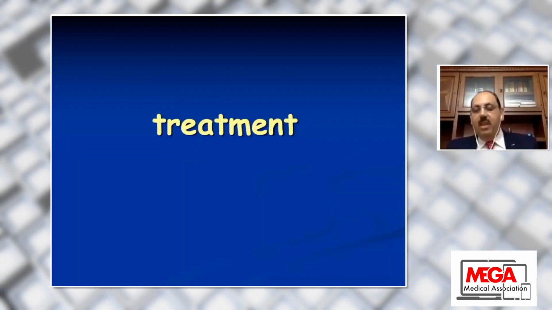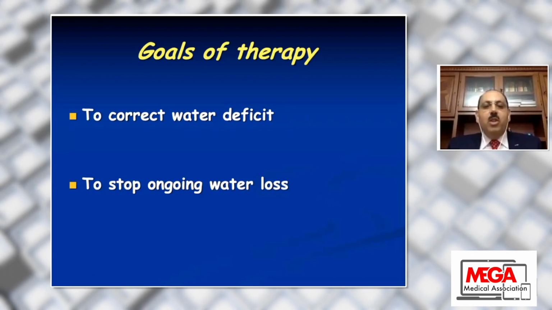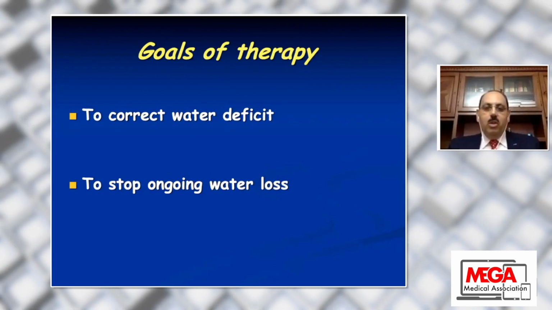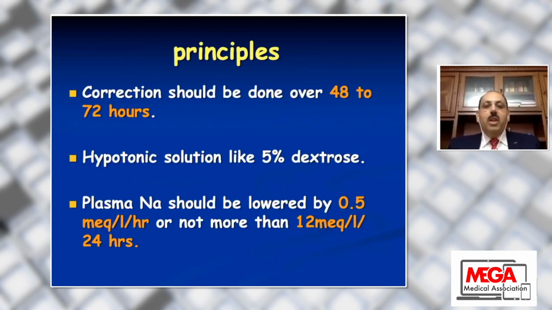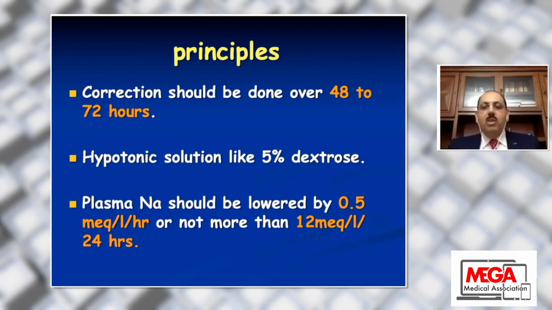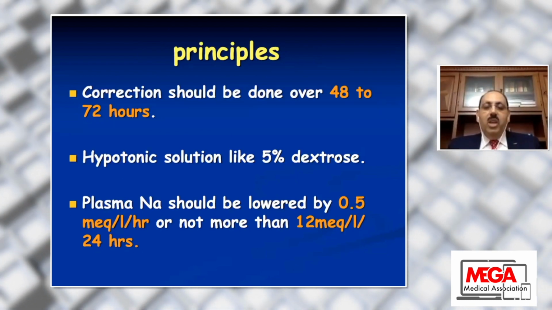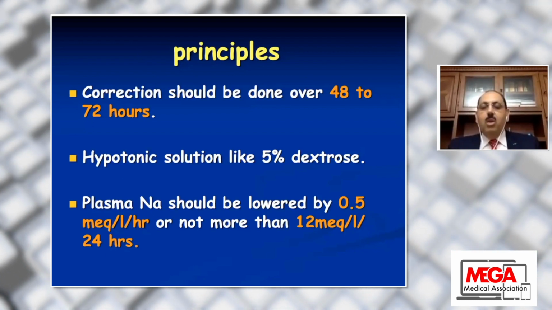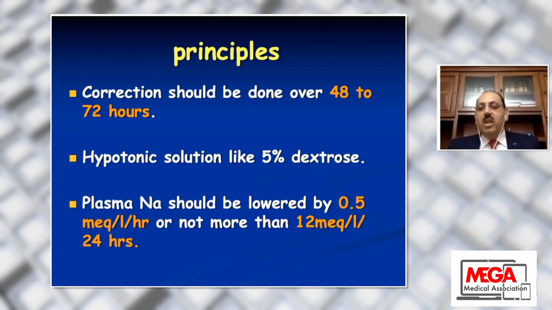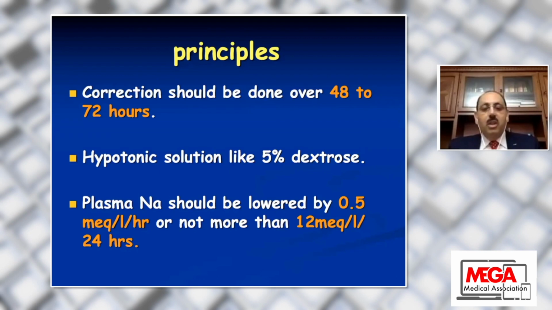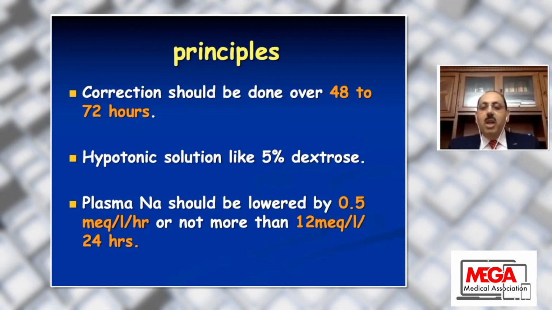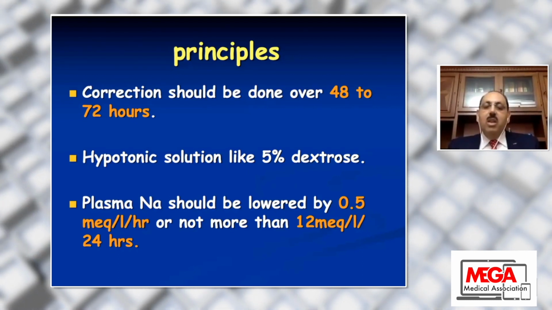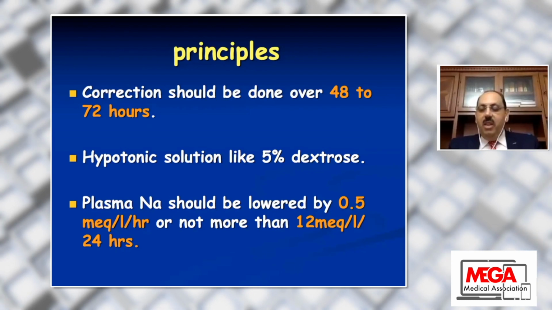The treatment. The goals of therapy are to correct the water deficit and to stop ongoing water loss. Also, the correction should be gradual and slow over 48 to 72 hours, using hypotonic solution like dextrose 5%, half-strength saline, or even tap water, which can be given through the nasogastric tube in a comatose patient. The plasma sodium should be lowered by 0.5 milliequivalent per liter per hour and should not exceed 12 milliequivalent per liter in 24 hours.